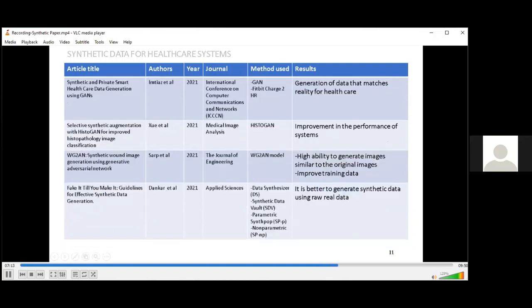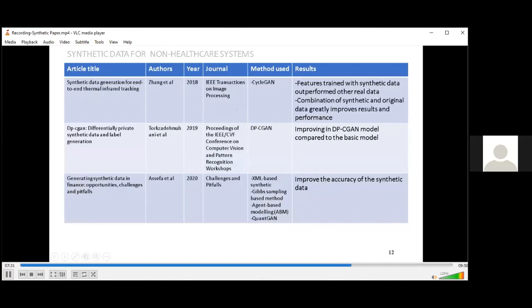And the rest of these related works were about healthcare systems and their methods, like GAN, HistoGAN, Data Synthesizer, Synthetic Data Vault, and others.